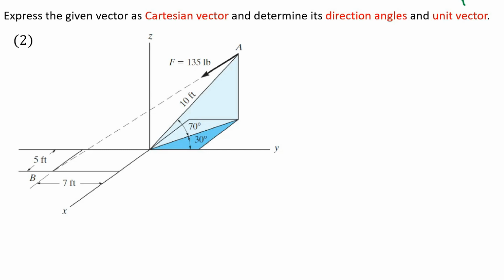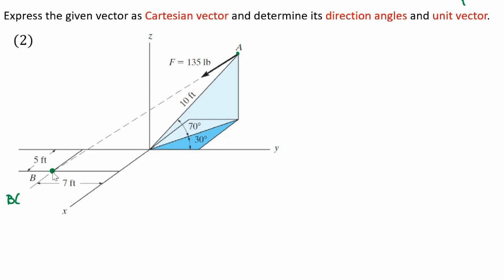Okay, so for number 2, express the given vector as a Cartesian vector and determine its direction angles and its unit vector. So from this figure, we have to find first its position points. So this is point A and this is point B. Now, let's get point B first because this is much easier compared to point A, since in point A there are given angles.